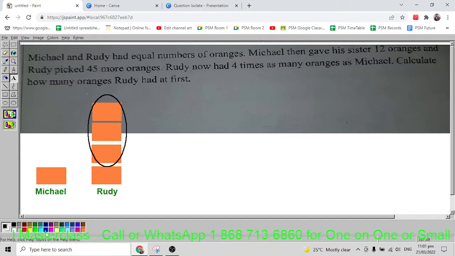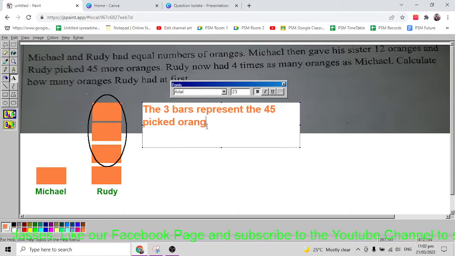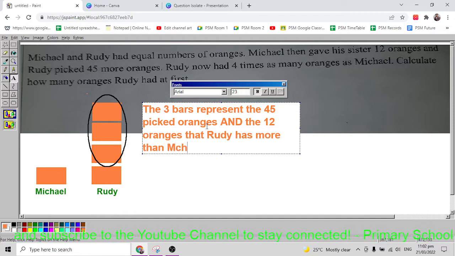Let's go with green. That's too light. Let's go with orange. Continue with the orange. Okay. So the 3 bars represent 45, picked oranges, and the 12 oranges that Rudy has more than Michael.